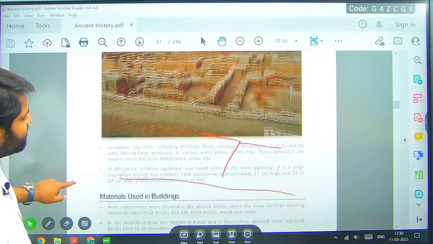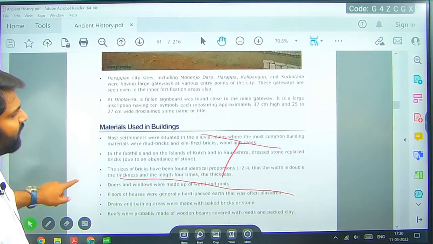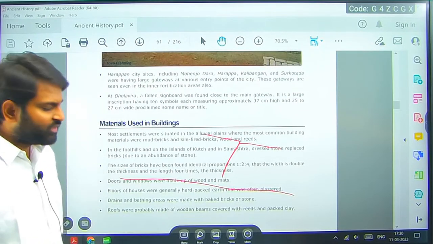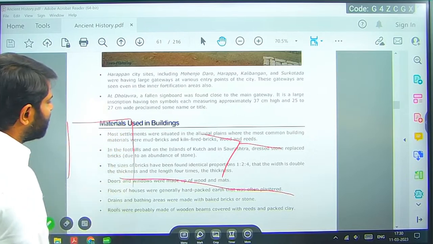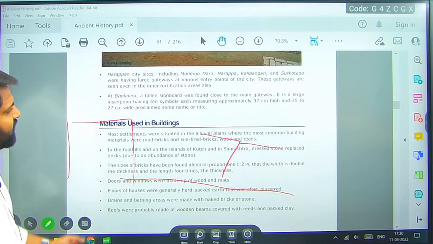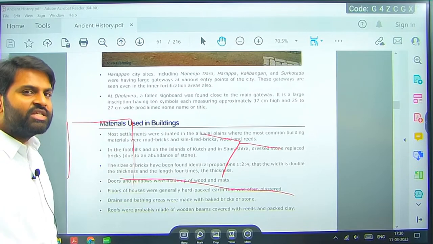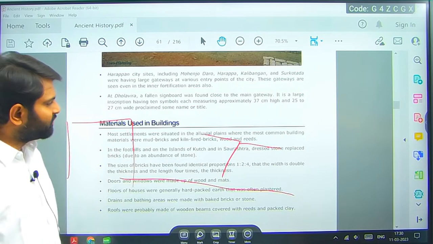Harappan cities, including Mohenjo-daro, Harappa, and Kalibangan, had large gateways at various entry points of the city, like we see in video games normally. These gateways are seen even in the inner fortification areas also. Which means that the great cities were walled and fortified, and inner fortification is also there.